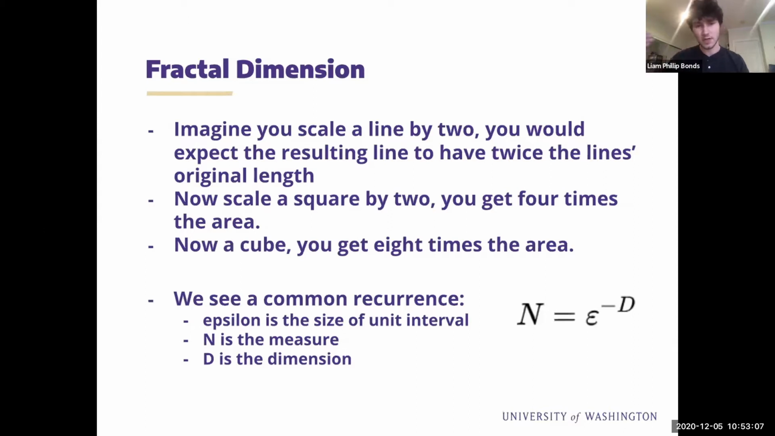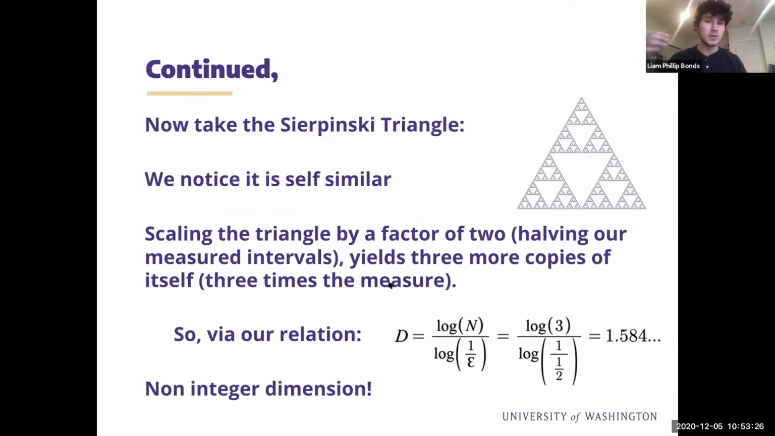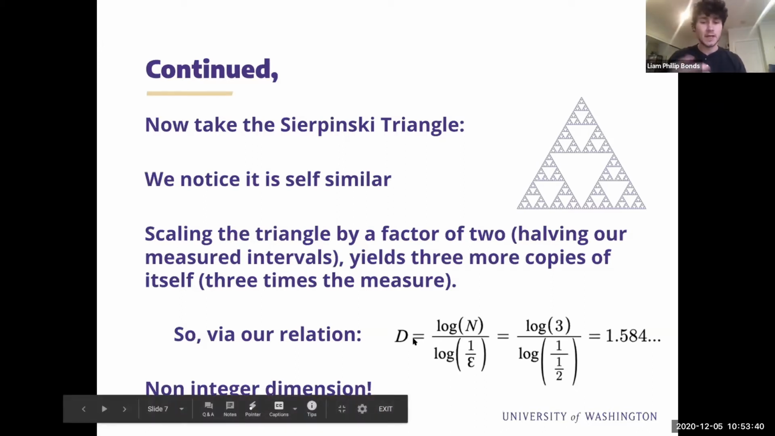And so if you scale a square by 2, you get 4 times the area, a cube, you get 8 times. And so scaling something is the same as reducing the unit interval by the inverse. And so you see this recurrence of you have your measure is equal to your unit interval to the negative dimension. And so for a fractal, take the Sierpinski triangle. If it's self-similar, it's easy to do this. If you scale this triangle by 2, you see it has 3 copies of itself, and so 3 times its measure. And so we can easily find its dimension, but it's actually non-integer.